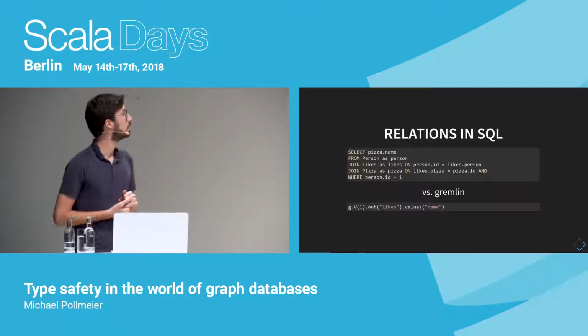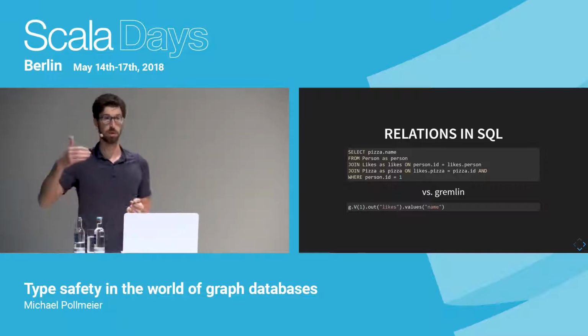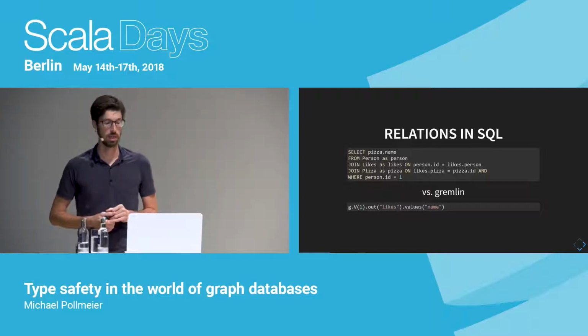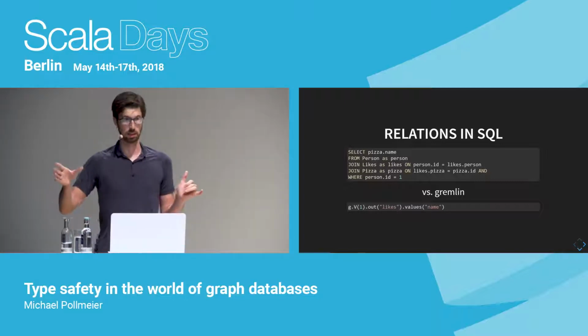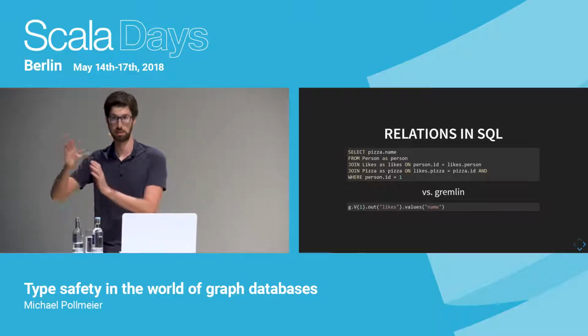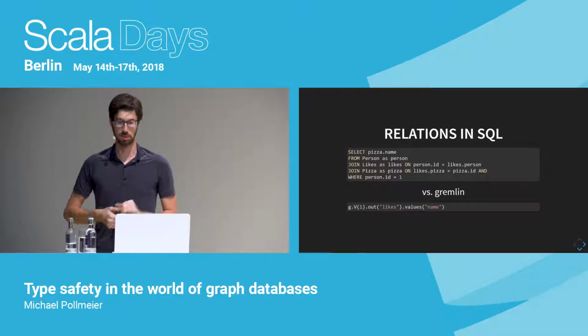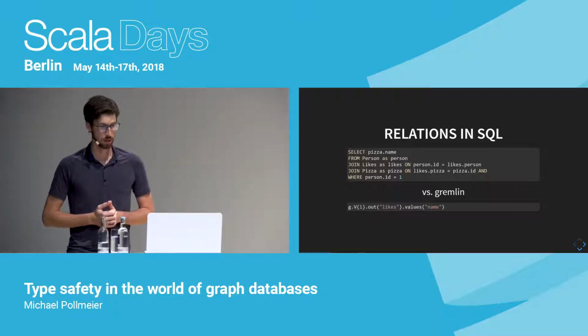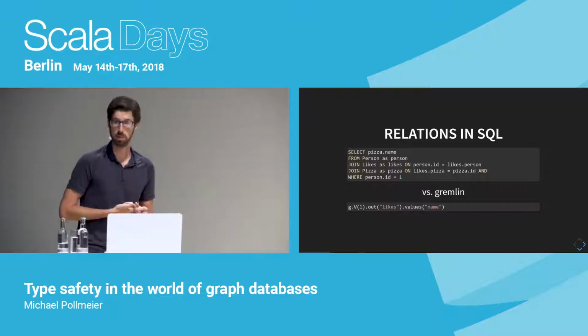If you then go one step further and you want to say, well, let's get some pizza recommendations, so find me all the pizzas that Alice likes, and then find the people who like the same pizzas, and find the pizzas that they like. This just explodes. Right, so it's a bit ugly when it comes to relations.